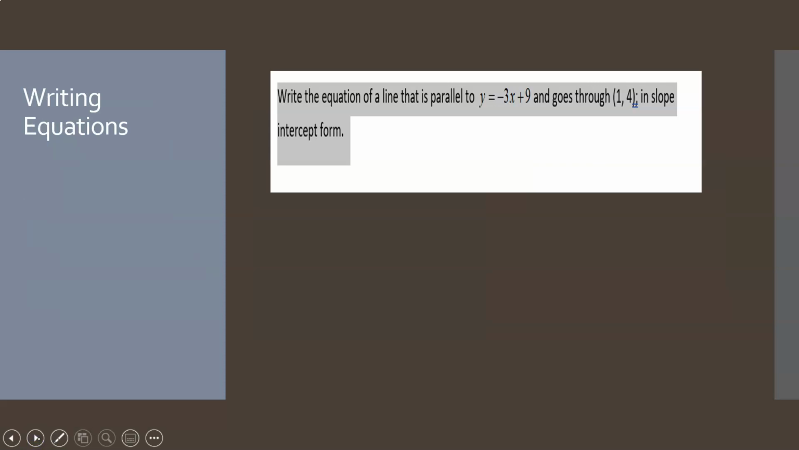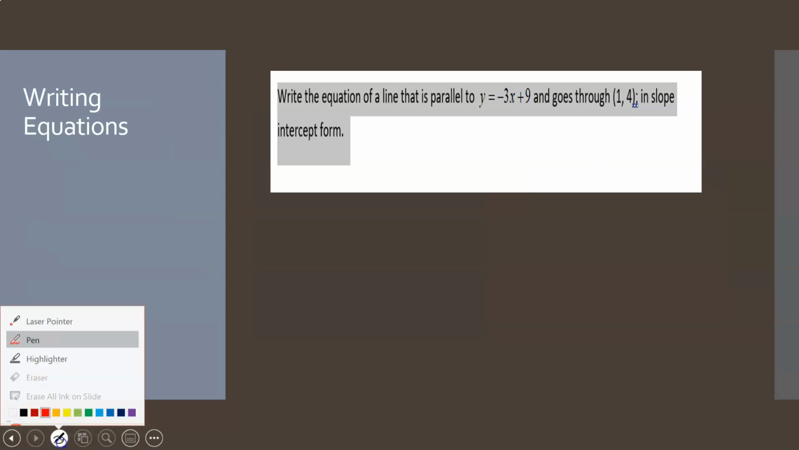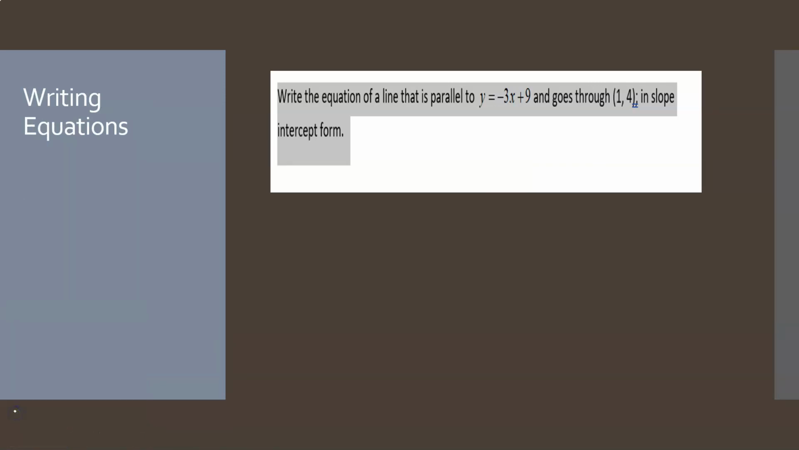So we're going to write equations that deal with parallel and perpendicular lines. This one says to write the equation of a line that is parallel to negative 3x plus 9 and goes through the point (1, 4). And you want to write that in slope-intercept form. So let's identify the slope. Our slope is negative 3.